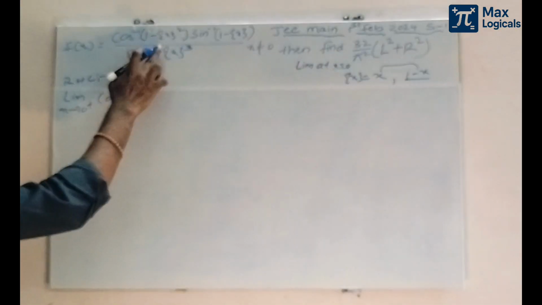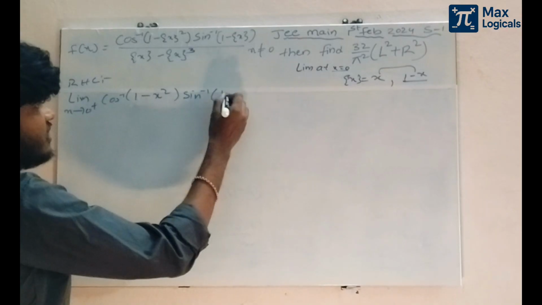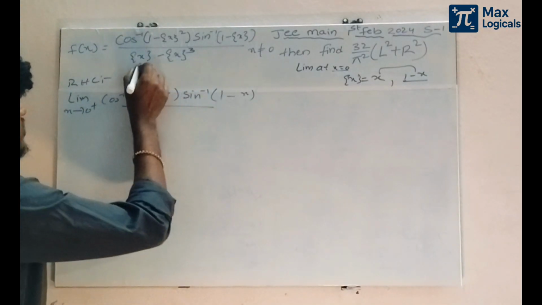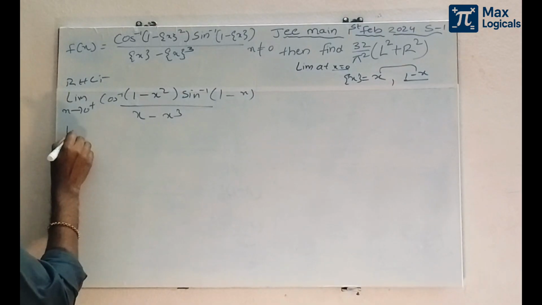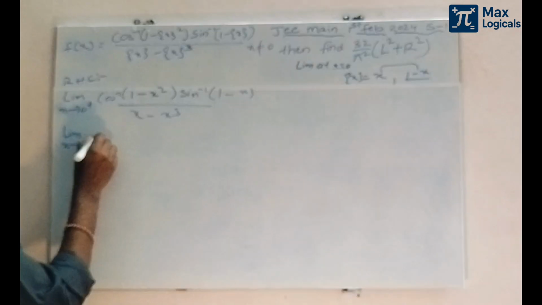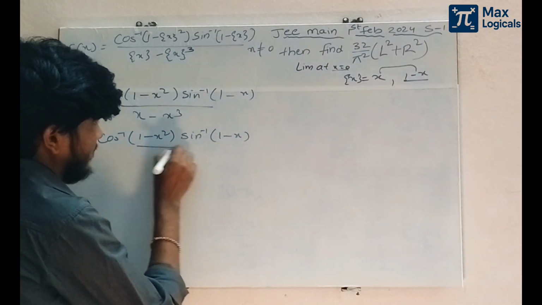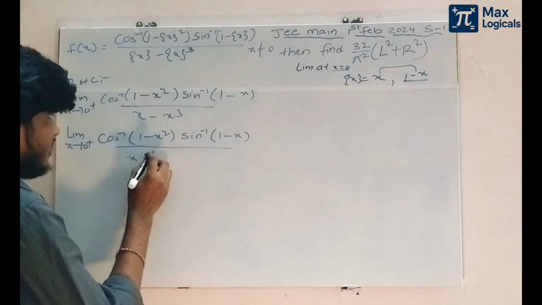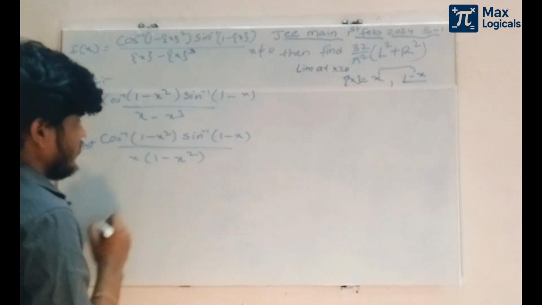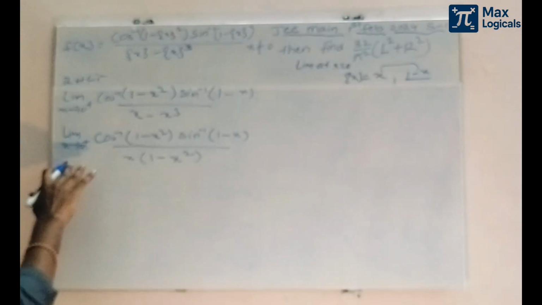Now we are substituting the fractional part of x: cos inverse of 1 minus x square, and sin inverse of 1 minus x, divided by x minus x cube, where the limit extends to 0 plus. We are taking the common x in the denominator, giving 1 minus x square. Now we are substituting 0 in this function.